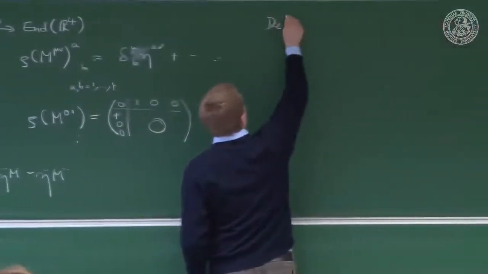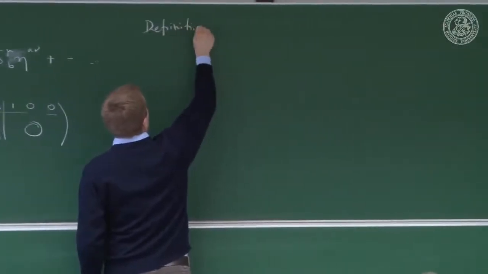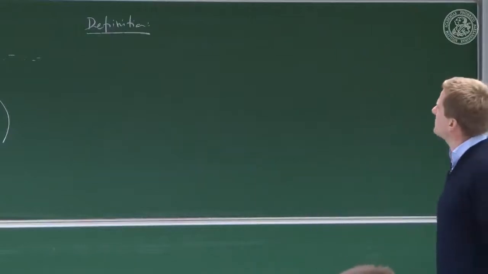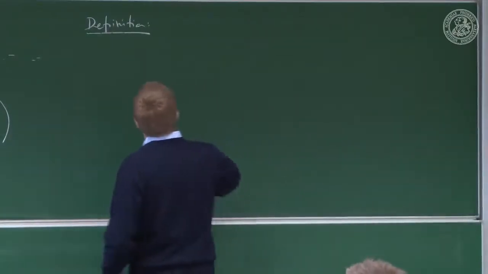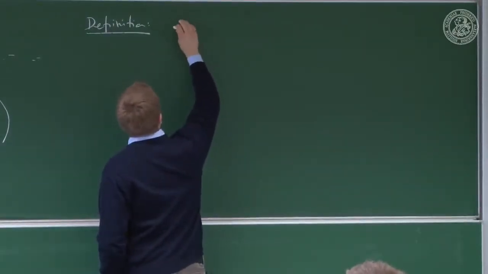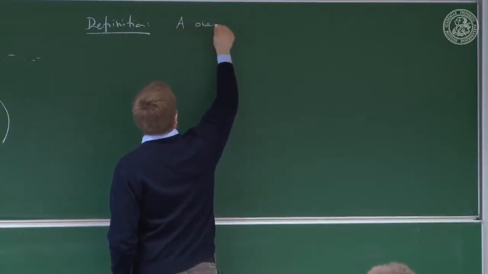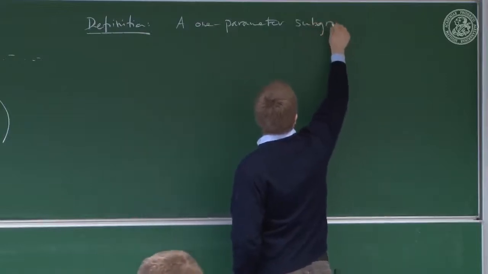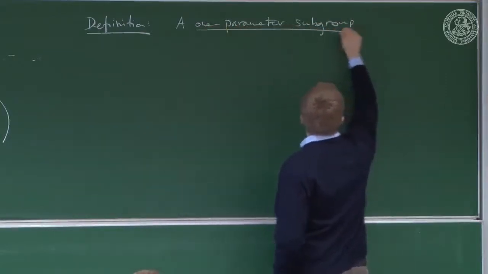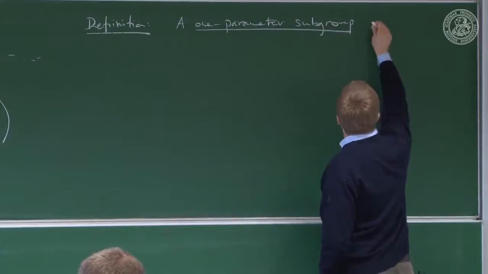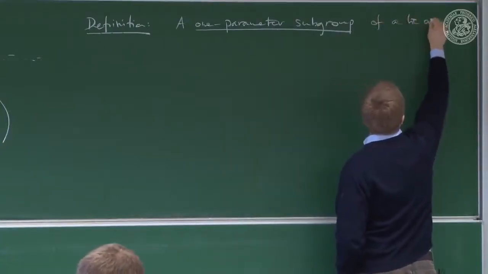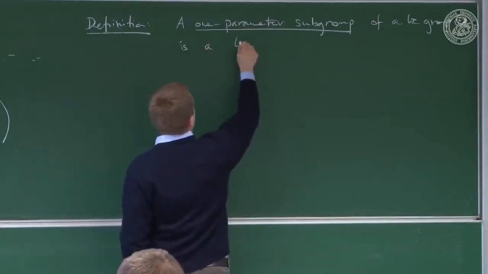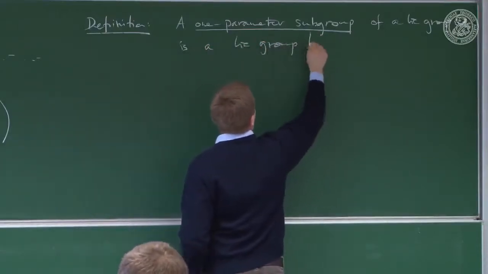So we have another definition, very useful, and that's the definition of the one-dimensional subgroups, or as they're also called, the one-parameter subgroups. Okay. A one-parameter subgroup, it's just terminology, a one-parameter subgroup of a Lie group G is a Lie group homomorphism.